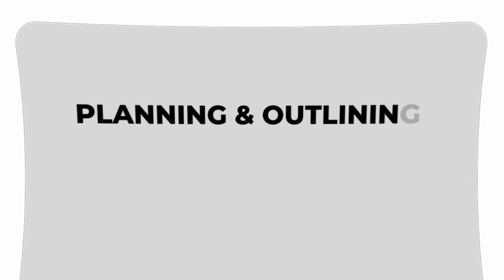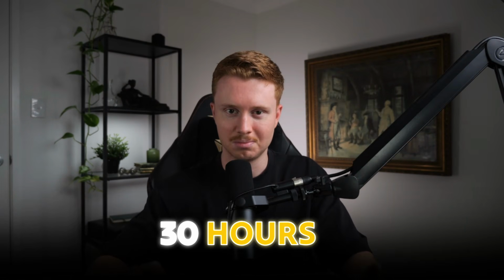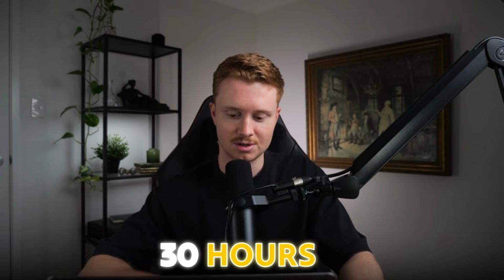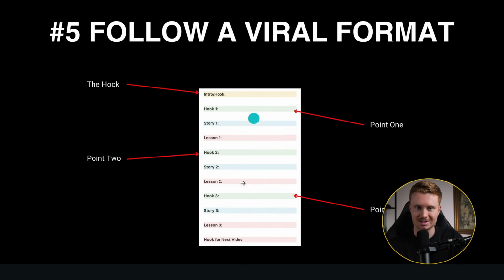Now, the next part of the script writing process is learning how to plan and outline your video. And the first tip for this section is to follow a viral format. So it literally used to take me 30 hours to write a single bloody YouTube script, but thanks to the good Lord, I eventually discovered this framework right here. So thanks to this structure right here, I now write scripts in less than half the time. This is because following a viral format gives your script flow, and you don't go off on random tangents and have to rewrite your script 5,000 times.